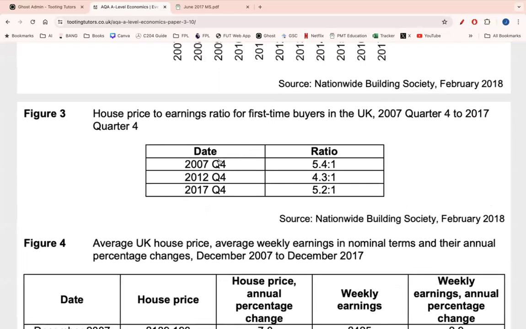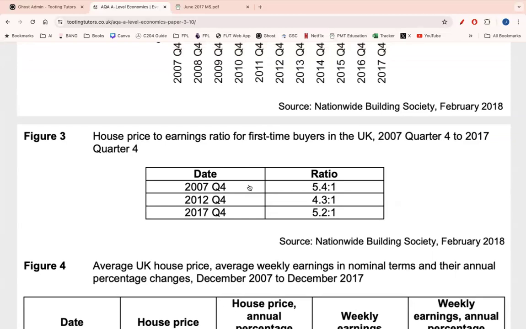Figure 3 shows that house price is a similar but slightly lower ratio compared to your earnings. So therefore, housing is more affordable. The limitation is that it's barely gone down, and also since 2012, it's gone up quite a bit. So houses were more affordable in 2012.